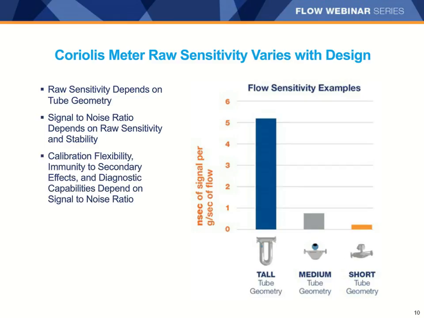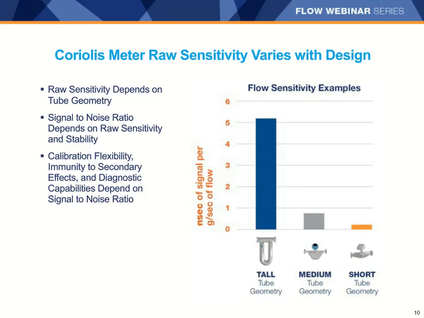Signal-to-noise ratio is very important because a higher ratio makes it possible for a meter to measure with better precision and accuracy. Higher signal-to-noise ratio also opens the door to many other benefits such as advanced diagnostics, calibration fluid flexibility, and greater resistance to adverse secondary effects due to changing process and ambient conditions. We talked about during the poll how important that is to many of you who see changing conditions as one of the biggest challenges. So tube geometry is very important when you're trying to deal with that as a challenge.